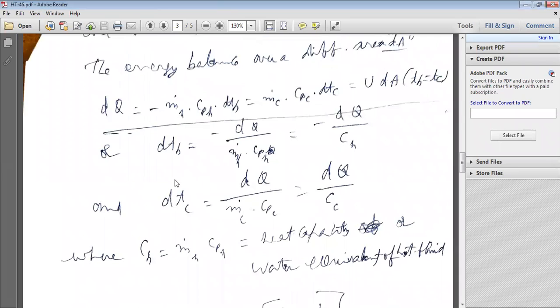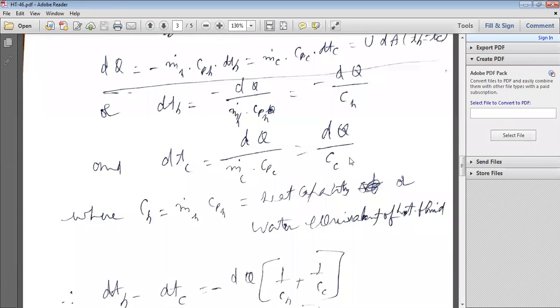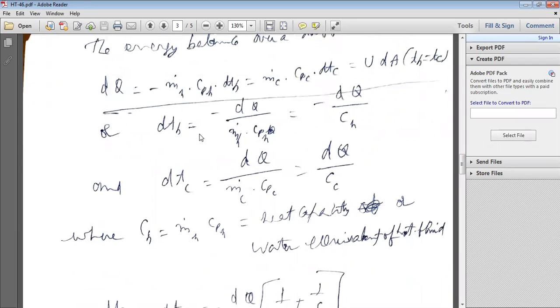Now, I'll continue. dTh is equal to minus dq by capital CH. dTc is equal to dq by capital CC, where capital CH is the heat capacity of the hot fluid, also known as the water equivalent of the hot fluid. Capital C for heat capacity, H for hot fluid. Similarly, capital CC is the heat capacity of the cold fluid. So now dTh is equal to minus dq by CH, and dTc is equal to dq by CC.